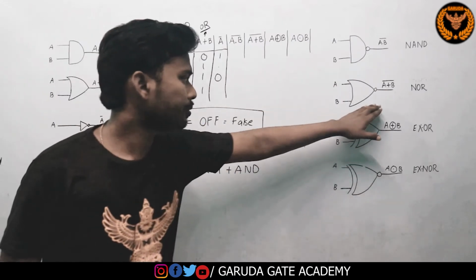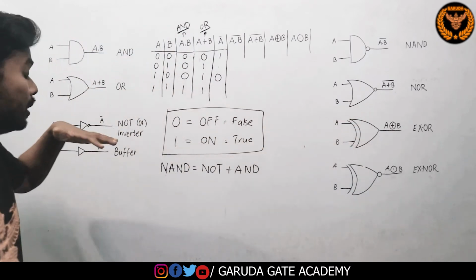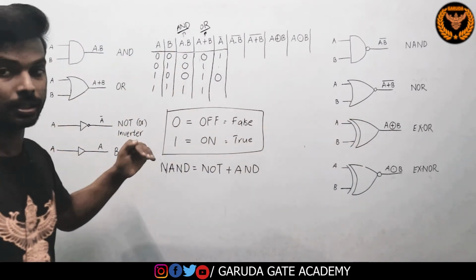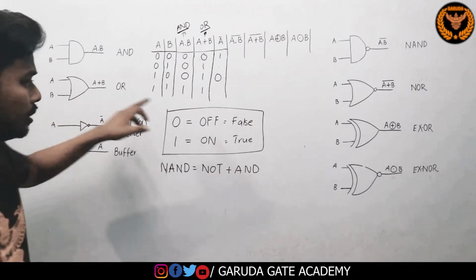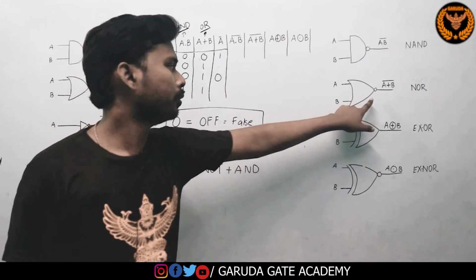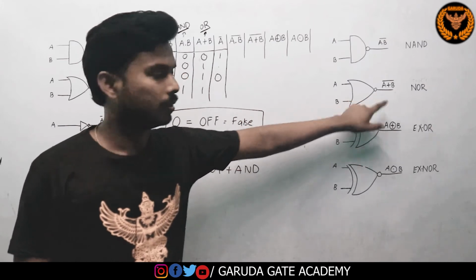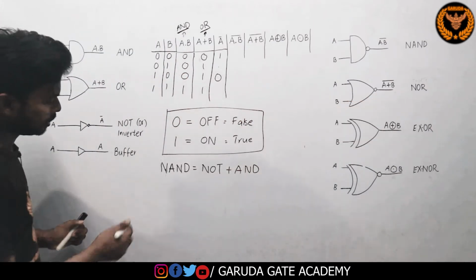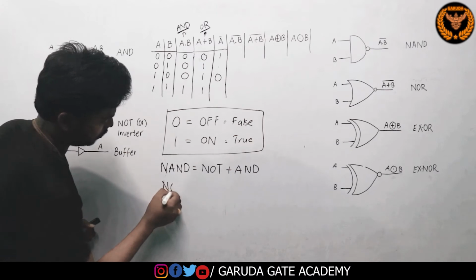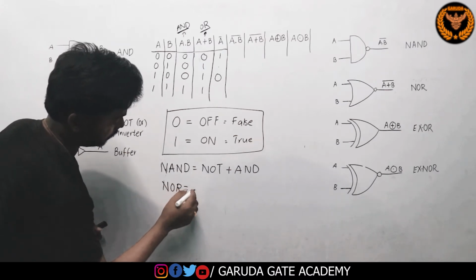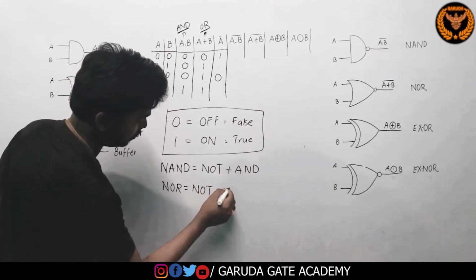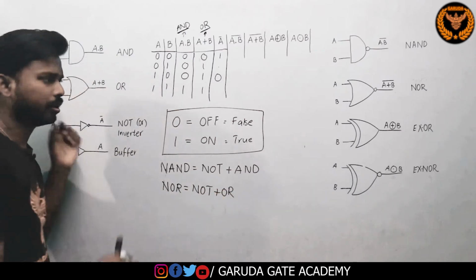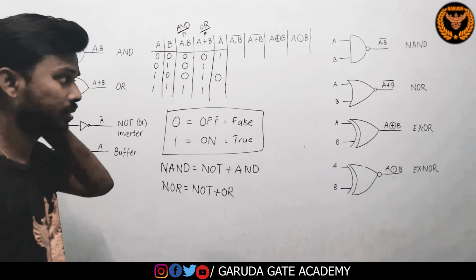And NOR gate is also same as OR gate, I mean in terms of representation. Okay, so this is OR gate, this is NOR gate. Only difference is this small circle. Okay, and NOR gate also you can write like NOR is equal to NOT plus OR, or OR plus NOT. You can write like that as well, right?